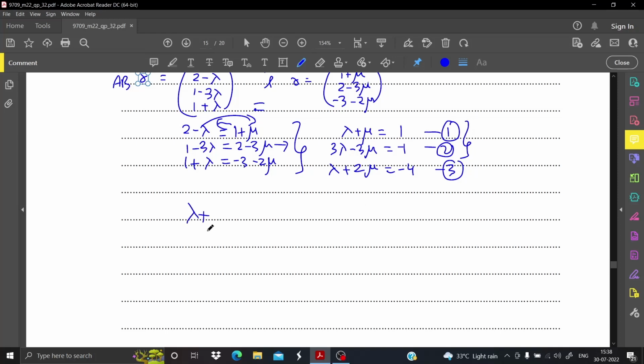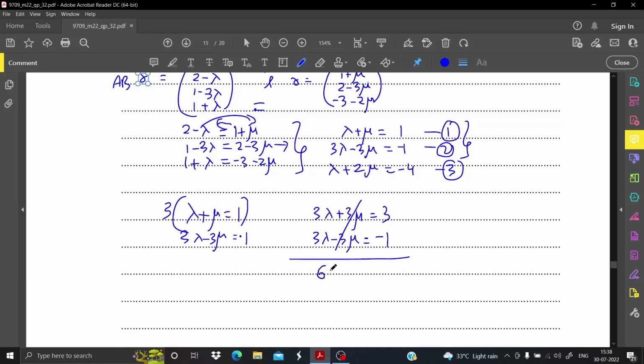Let's do the simultaneous solving. So lambda plus mu is 1, and 3 lambda minus 3 mu is minus 1. Multiply the first equation by 3. So you get 3 lambda plus 3 mu is 3. Then here you have 3 lambda minus 3 mu is minus 1. Add the two equations. 6 lambda equal to 2.